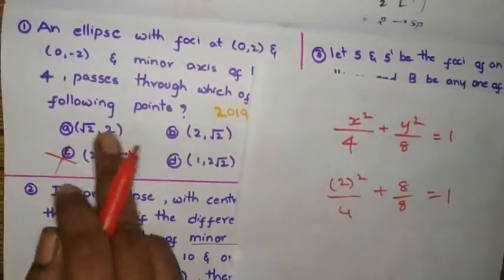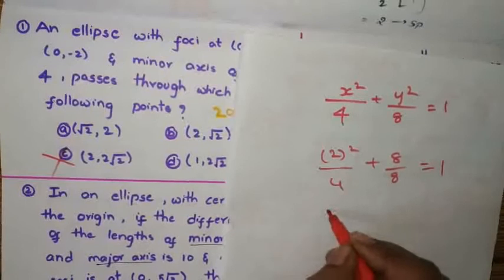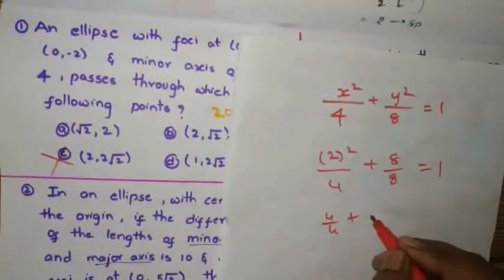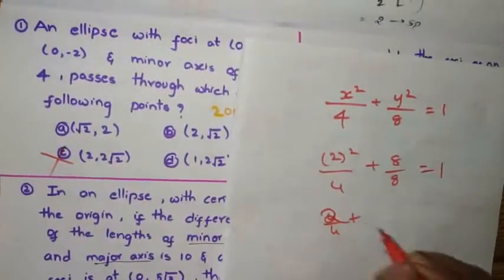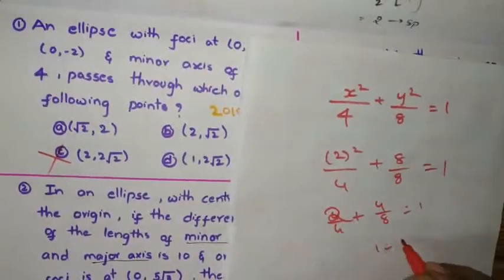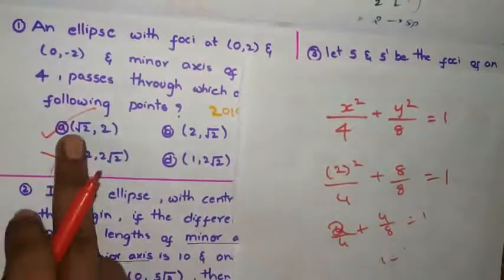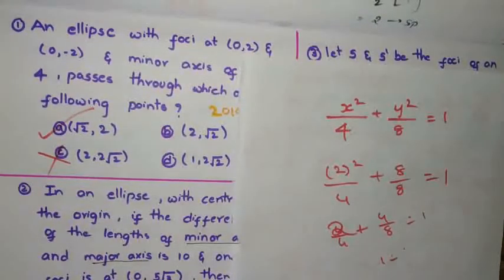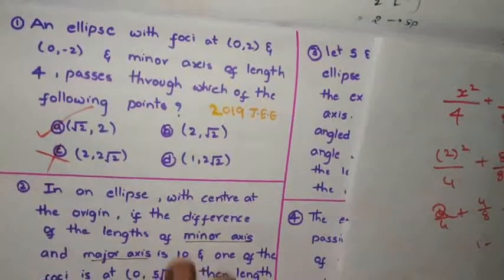Next, check this point. 4 by 4 plus root 2 value 2, right? So 2, 4 by 8. 1 by 2 will give 1. Yes. This one will satisfy. So A is the correct answer. Okay. Now see the second question.